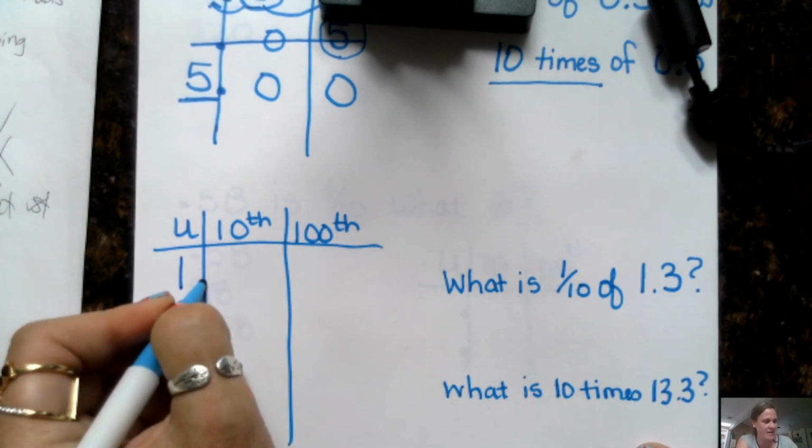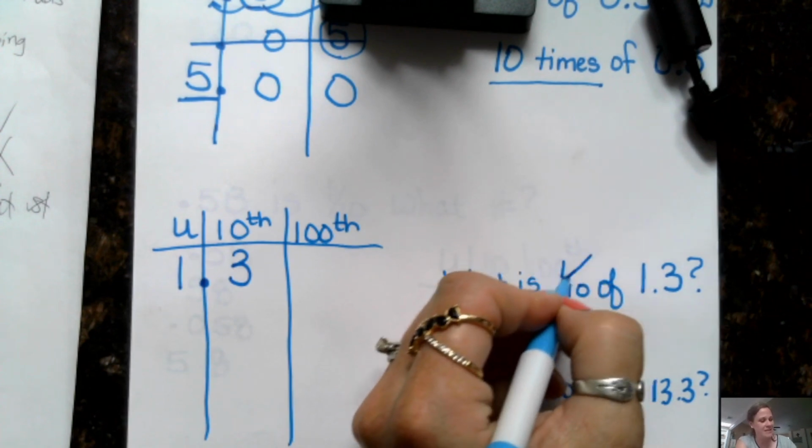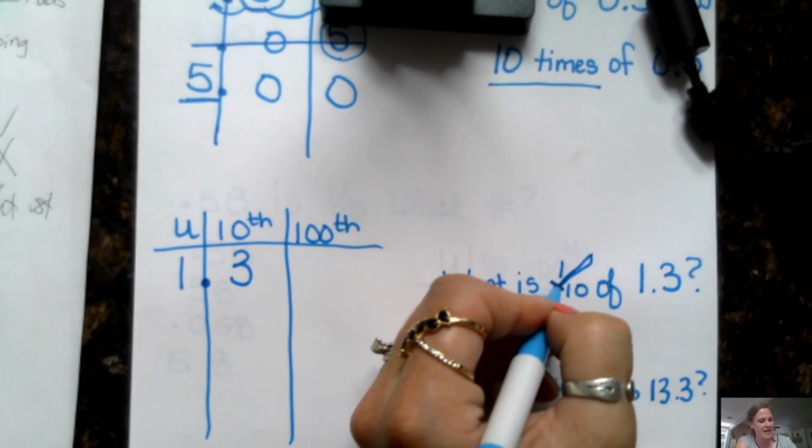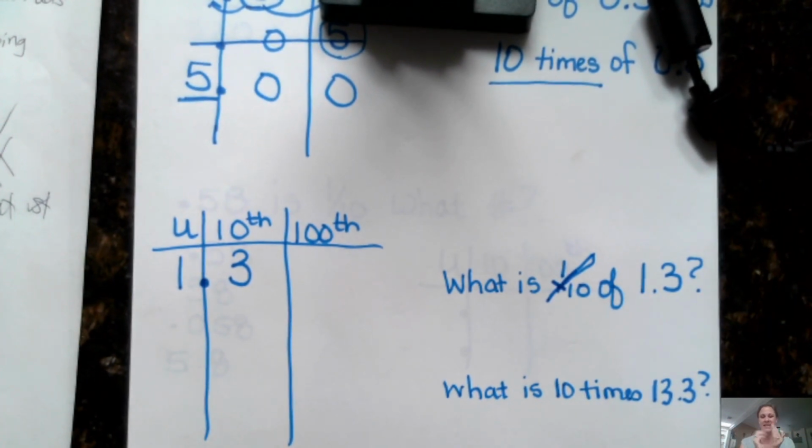So let's write that in our house. 1 3/10. Now remember, we're tenthing it. Remember, that means I think a fruit ninja. I'm gonna slice this number up and make it less place values, make it smaller, okay? So let me do that. What is 1/10 of 1 3/10? Okay, so ask myself, do I want this number to become bigger or smaller?